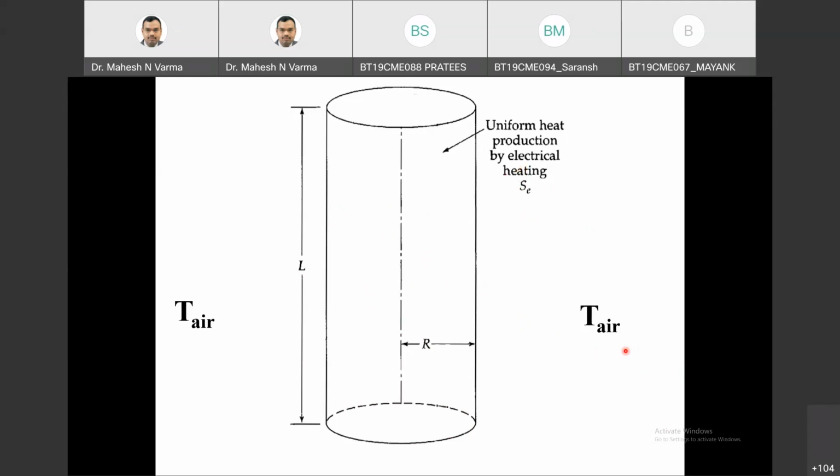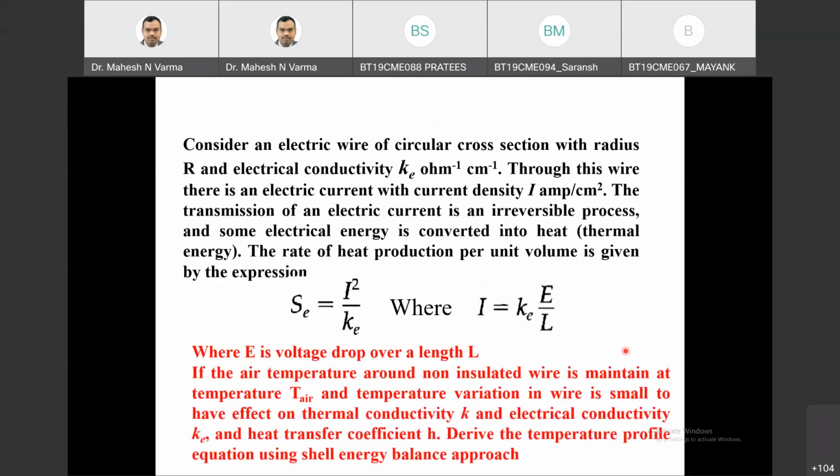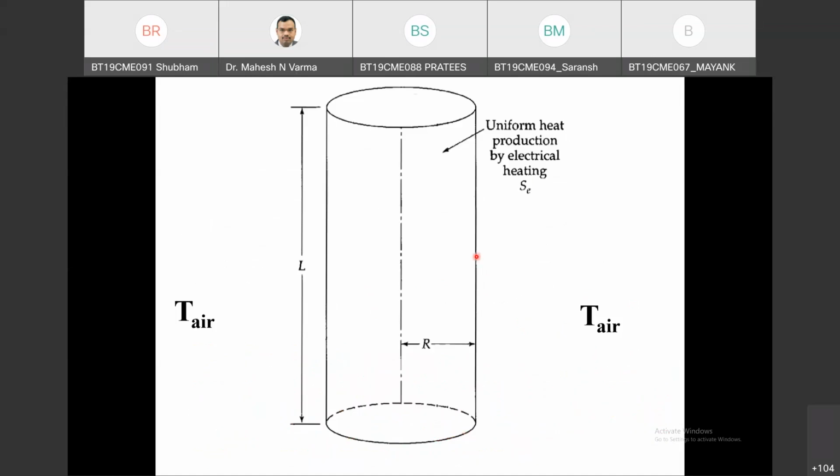Can anybody give the input? Air temperature is given. Convection, yes sir. Yeah, very good. So this heat transfer coefficient is also given. So now, this surface temperature can be correlated with the air temperature using Newton's law of cooling.